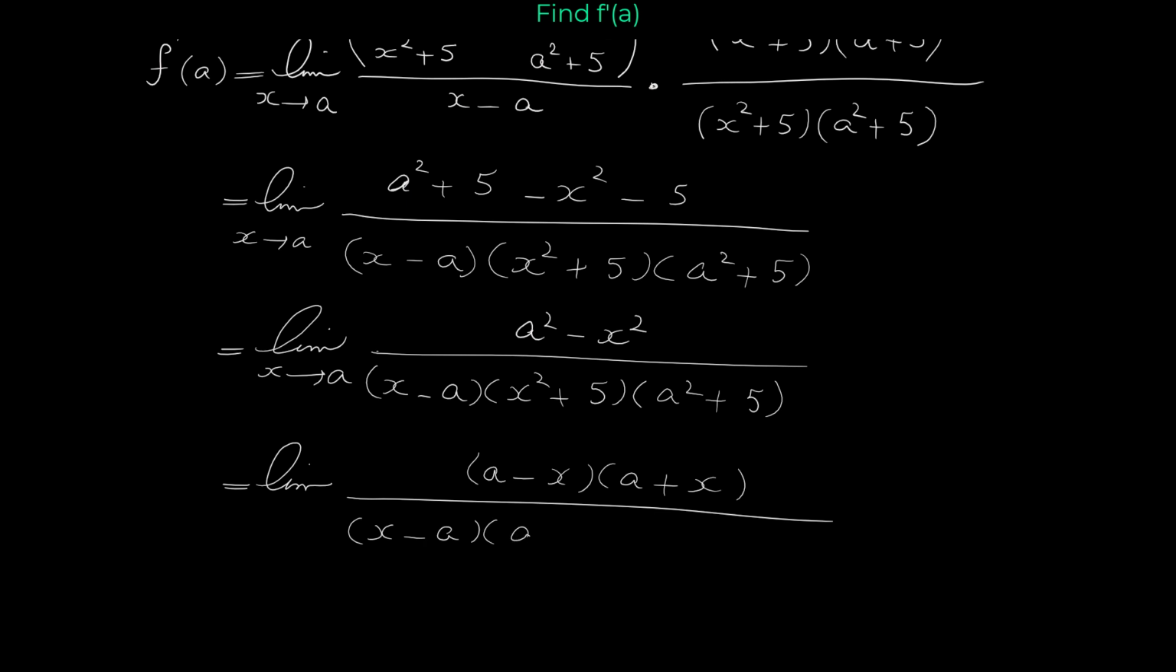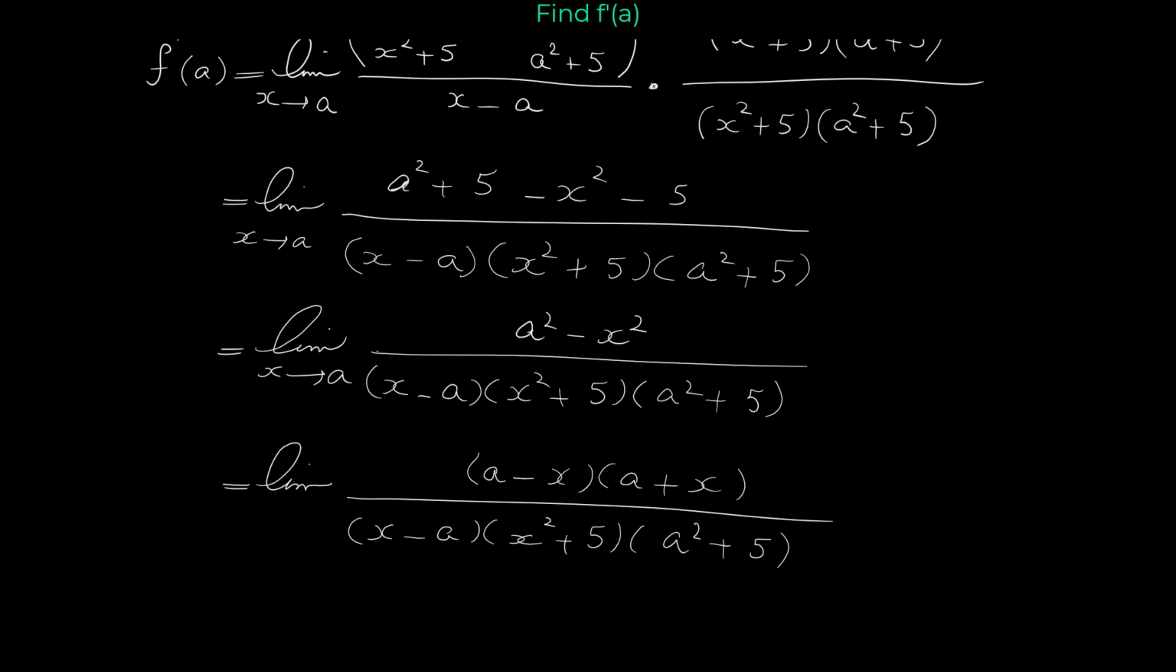And we write the denominator x to the 2 plus 5 times a to the 2 plus 5, times a minus x. And x minus a, these two cancel each other. But attention, they are not exactly the same. They are negative of each other. x minus a, the other one is a minus x. So they are not completely the same.